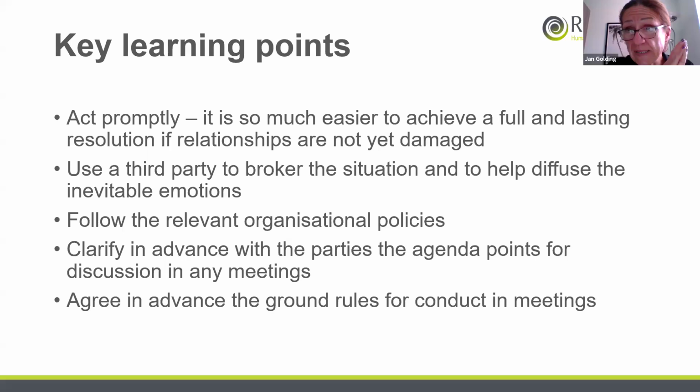Okay, so the key learning points, your takeaways from this, are to act promptly. It's so much easier to achieve a full and lasting resolution if relationships haven't really become fully damaged yet. Use a third party to broker the situation and to help diffuse the inevitable emotions that arise. Make sure you are compliant with the organisation's policies. Check what you've got in place and use them. You may have to renegotiate them with the parties if they're a bit out of date, but don't do something that doesn't meet with your organisational policies.